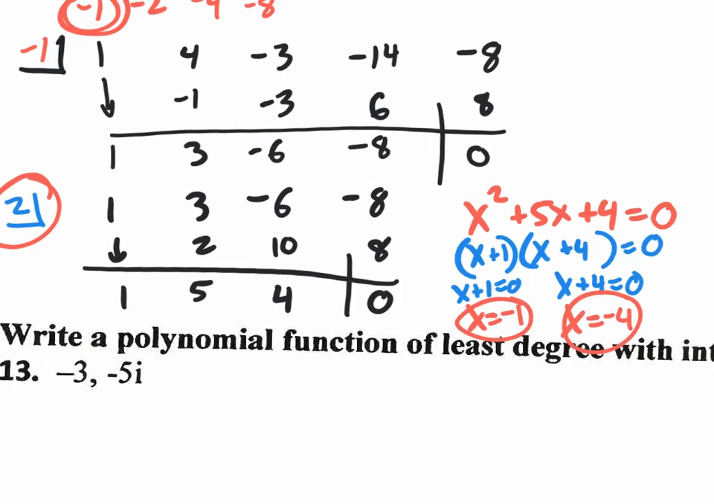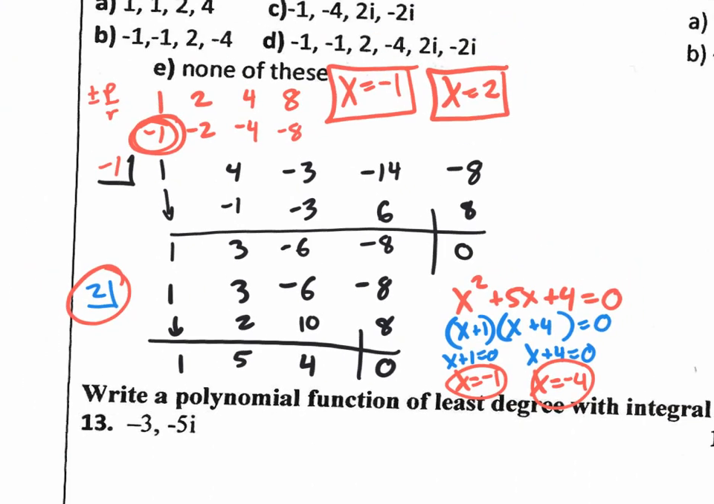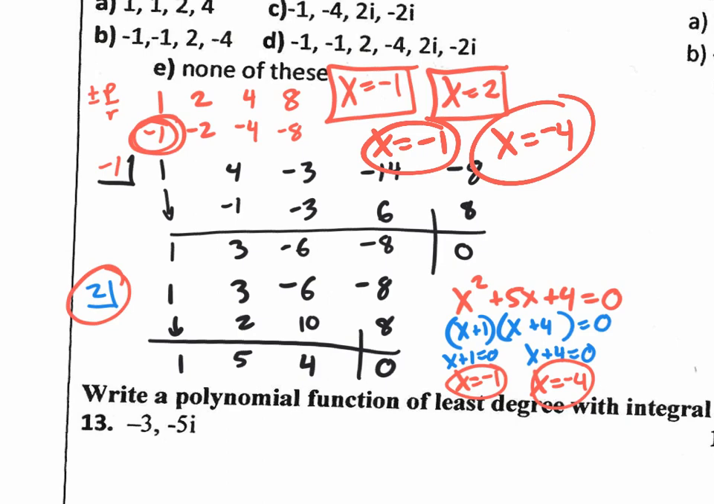So what are our 4 answers? We have -1, +2, and we also have x equals -1 again, and x equals -4. So that is option B. -1, -1, 2, and -4.